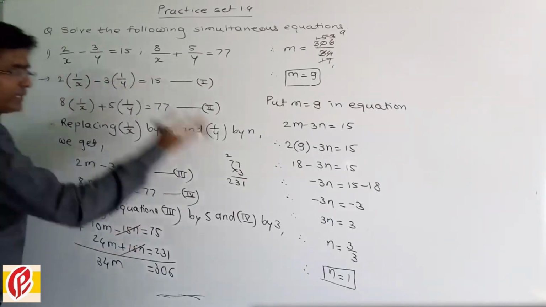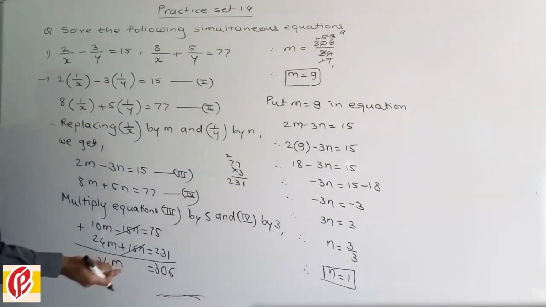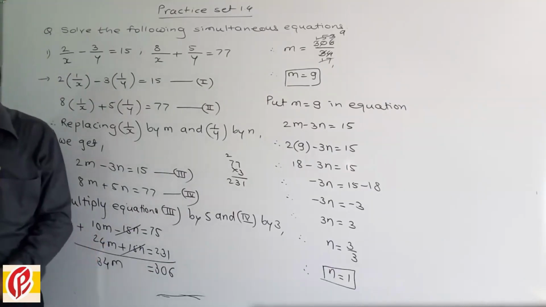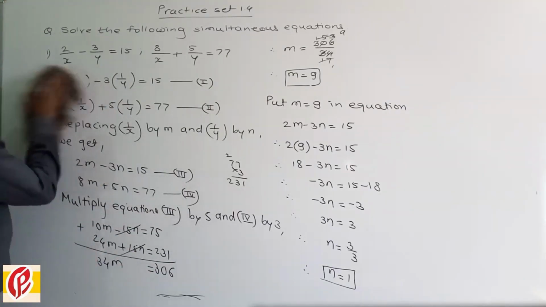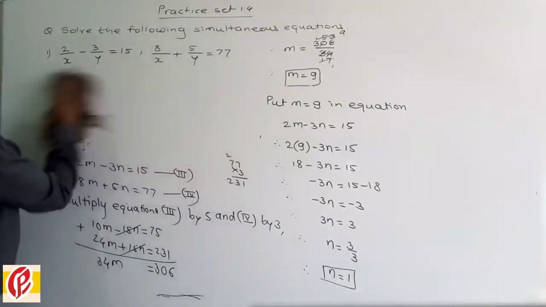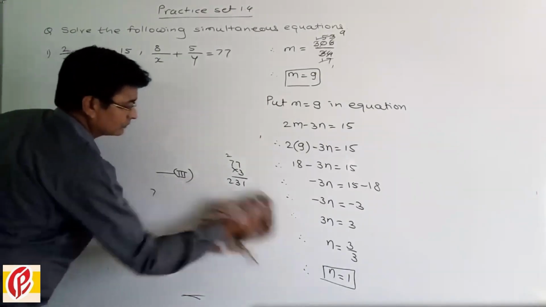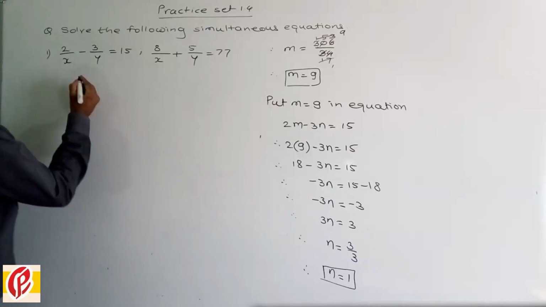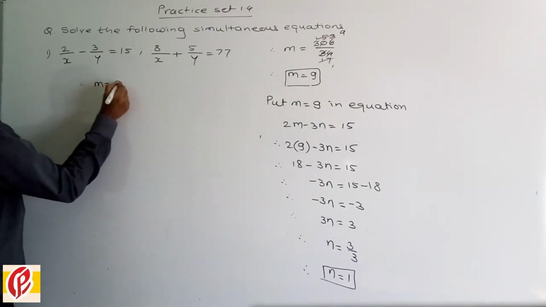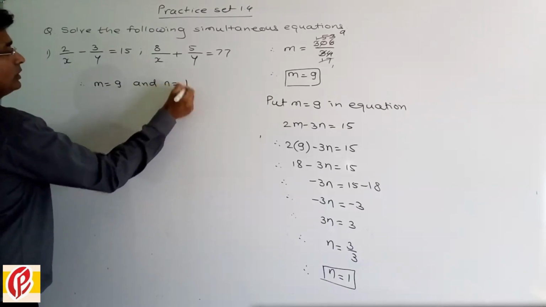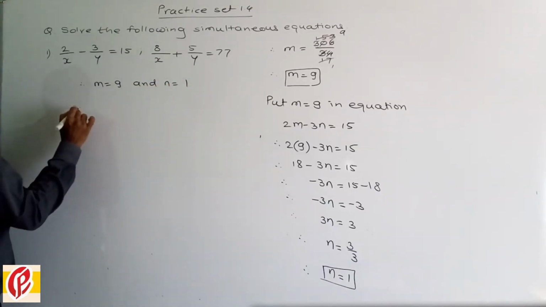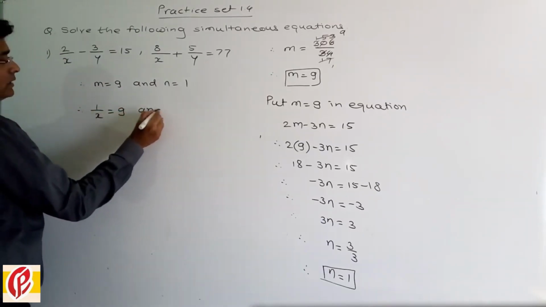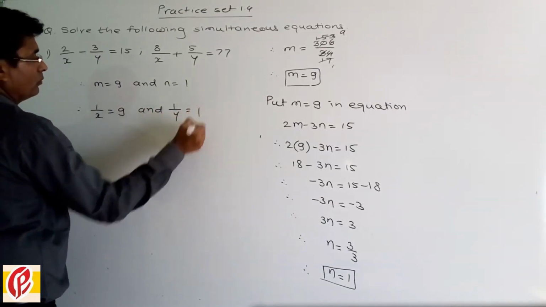So you will have to find the value of x and y by taking these values of m and n. Therefore, now m is equal to 9 and n is equal to 1. So we know that m means 1 upon x. So here write 1 upon x is equal to 9 and here 1 upon y is equal to 1.